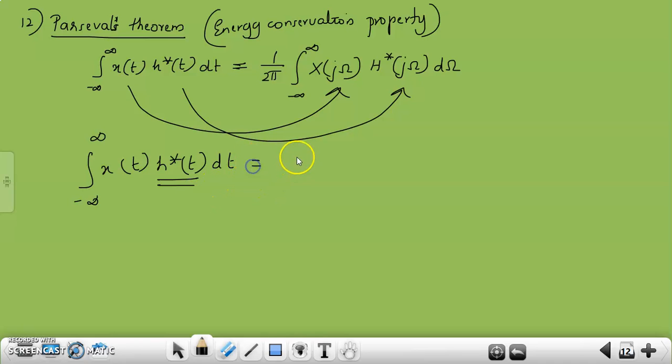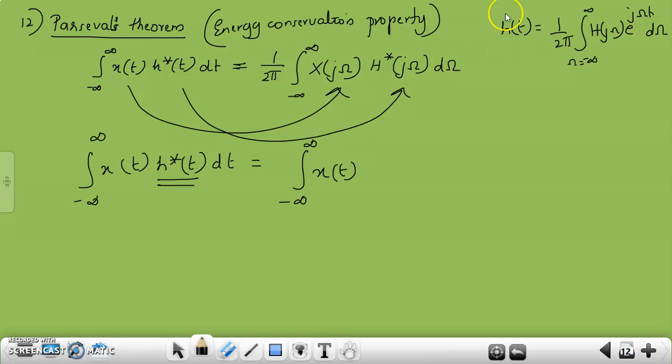So I am writing this as integral from minus infinity to infinity x of t. We know that according to the inverse Fourier transform, h of t is equal to 1 by 2 pi integral over omega from minus infinity to infinity H of j omega e raised to j omega t d omega. If I take the complex conjugate, h star of t is equal to 1 by 2 pi integral from minus infinity to infinity H star of j omega e raised to minus j omega t d omega.